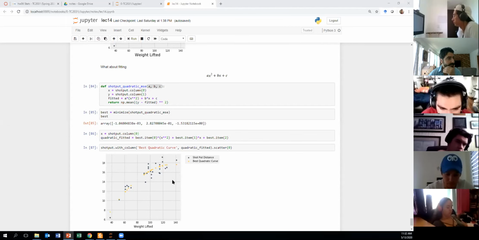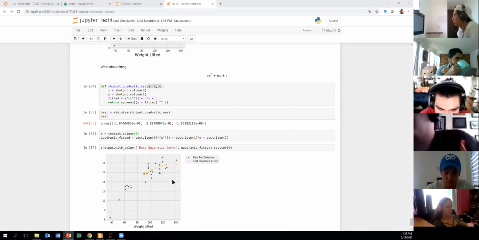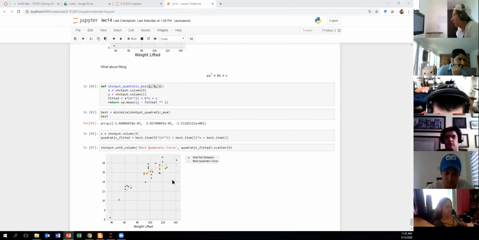So any questions so far? How would we, I don't know, assume or know that the best curve would be a quadratic or of any other order instead of a linear one?